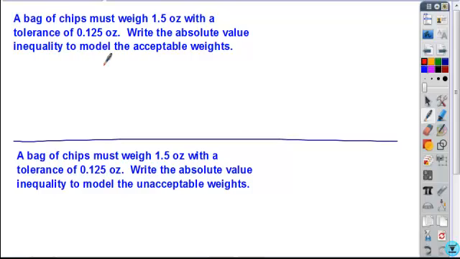Okay, so if you look at the way that it's set up, it's absolute value of x minus the average. So on average, if bags are being labeled as 1.5 ounces, what is the average weight going to be for all the bags that come through? That's it, right? It's 1.5. If that's what it's being labeled as or identified as, that's what the average or the mean has to be. Okay? Now, it has a tolerance of 0.125.